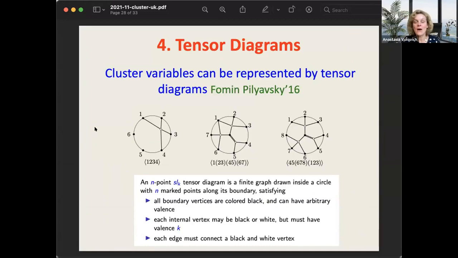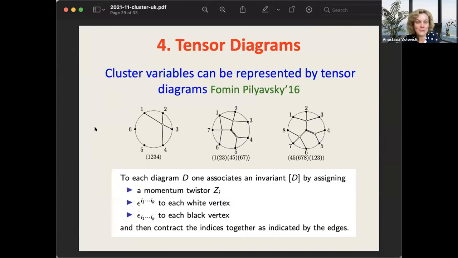Okay, good. So the second approach to the same problem would be the tensor diagrams. As this audience knows better than me, cluster variables can be represented by tensor diagrams of Fomin and Pylyavskyy. So for example, here I've drawn some examples. Again, for physicists, I usually would have to review this, but not for this audience.